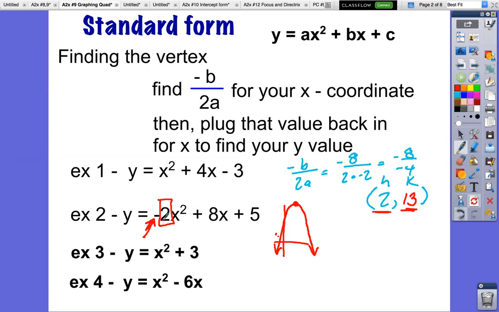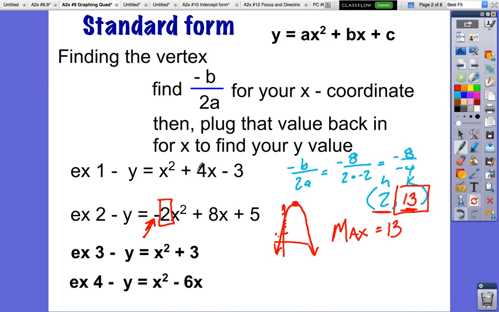By the way, again, pre-teaching for tomorrow, if it opens down, do you think that vertex is the highest point on the graph or the lowest point on the graph? Highest. It is the highest. So if it opens down, it creates a max value. And what is your max value? Always your K value. So your maximum height, and your height is your Y value, is 13. That's how we do this.